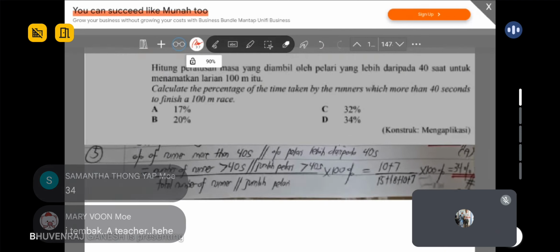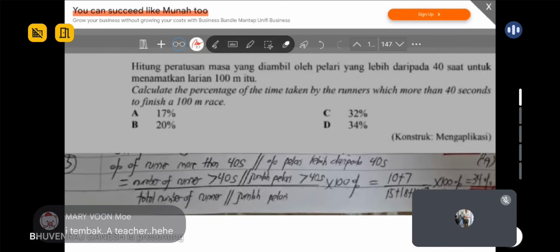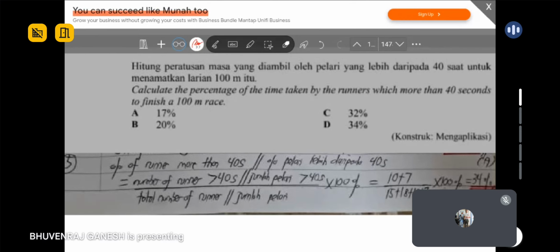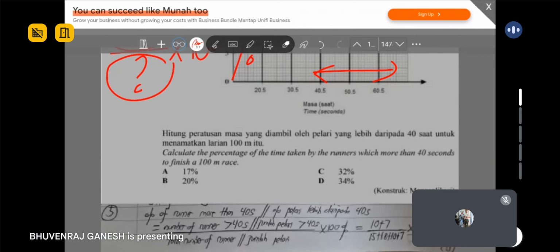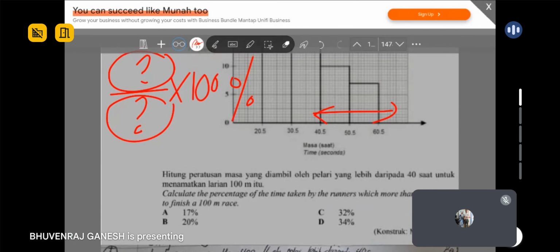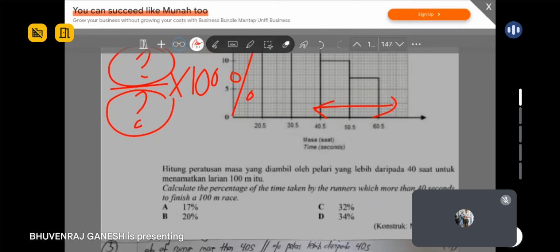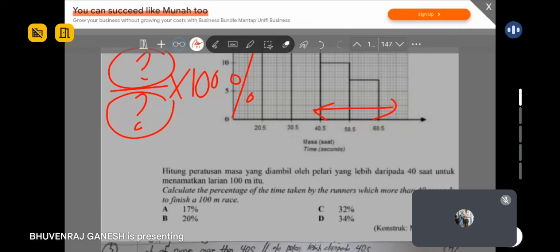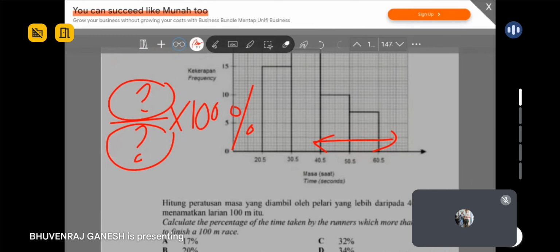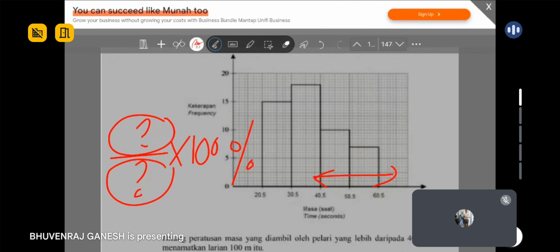34%. Okay, so how to find, guys? You must find the number of runners greater than 40 seconds. Okay, guys, I tell you all an advice. When you tembak, you must tembak with logic. Do you all understand me? When tembak also must have logic. Betul? Not you just tembak. Tembak also must have a reason behind why you choose that answer. Do you understand me? So you can see, guys, you just compare the number.